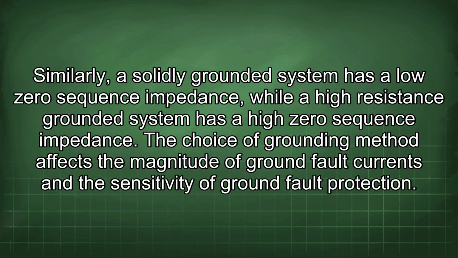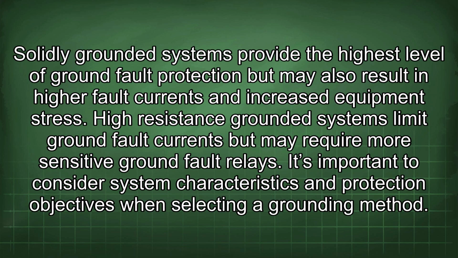The choice of grounding method affects the magnitude of ground fault currents and the sensitivity of ground fault protection. Solidly grounded systems provide the highest level of ground fault protection, but may also result in higher fault currents and increased equipment stress. High resistance grounded systems limit ground fault currents but may require more sensitive ground fault relays. It's important to consider system characteristics and protection objectives when selecting a grounding method.